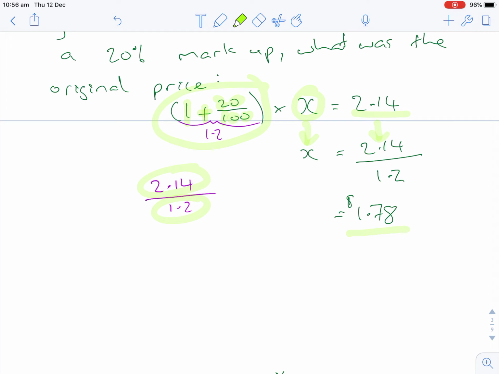If I want to turn a 1.2 into a number without a decimal, there's 1 decimal place, so I just have to times by 10. If there was 2 decimal places, so for example, if I wanted to get rid of the decimals on the numerator there, I'd times it by 100.